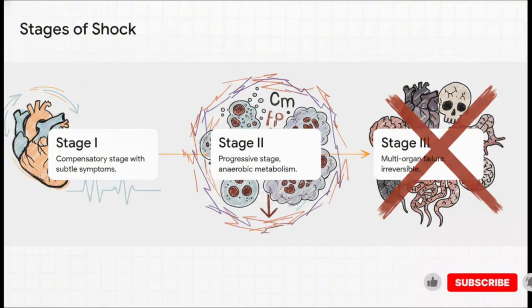In stage 1, or pre-shock, the body is compensating. The sympathetic nervous system kicks in, bumping up the heart rate to try and fix the drop, so the outward symptoms stay pretty subtle. But if MAP keeps falling, the urgency spikes big time as we hit stage 2, progressive shock. This is a critical threshold. The cells are so starved for oxygen they switch to anaerobic metabolism, which pumps out lactic acid and causes cellular swelling. If you don't fix the underlying cause immediately right here, the reality becomes grim in stage 3, multi-organ failure. At this point, widespread tissue anoxia leads to irreversible cellular and organ death.